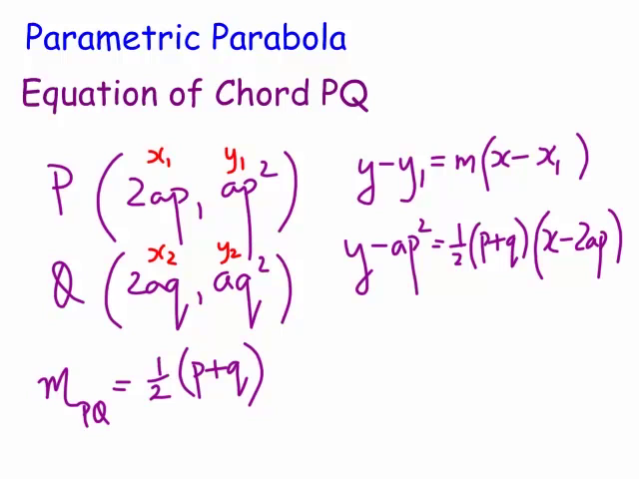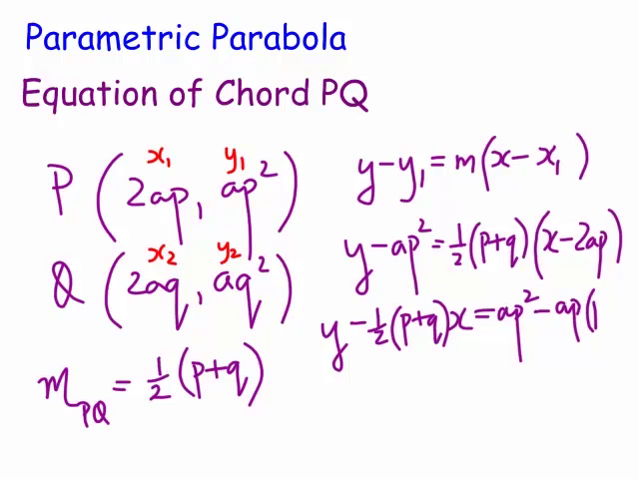So what do we get? Let's have a look. y is equal to, now I'm going to take out, a half of p plus q times x. I'm going to expand and move it across. Then on the other side, let's put the ap squared on the other side. And let's work out what this would be. It's a half of minus 2ap, so it's going to be minus ap outside of p.